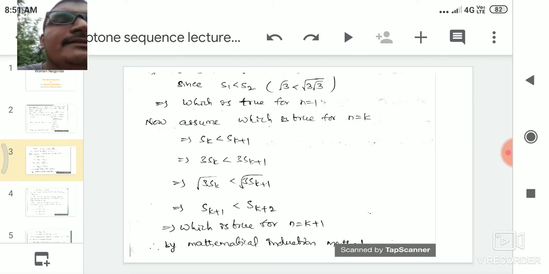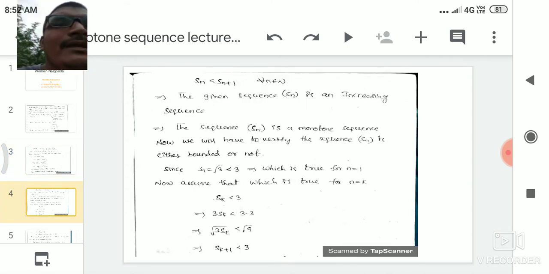3 into Sk less than 3 into Sk plus 1, and also we take root on both sides: root of 3 into Sk less than root of 3 into Sk plus 1. So by the recursion formula, root 3 into Sk can be written as Sk plus 1, and root 3 into Sk plus 1 can be written as Sk plus 2. So by the mathematical induction method, this is true for all n belongs to N such that Sn less than Sn plus 1, for all n belongs to N.